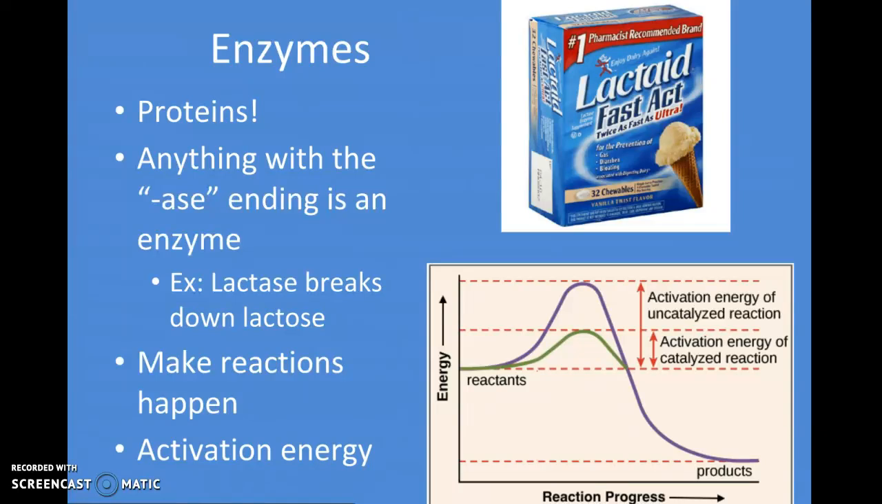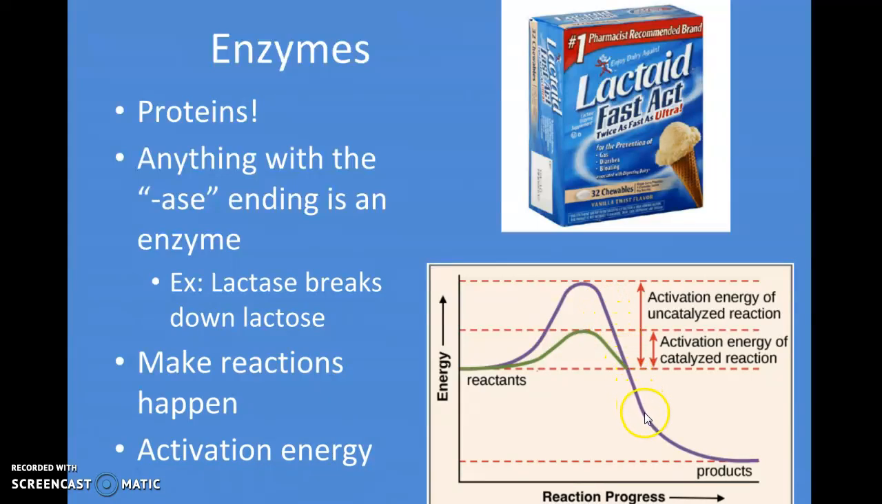Enzymes make reactions happen. They generally do this by speeding them up and by lowering the amount of activation energy needed to make the reaction happen. So in this graph here, the purple line is the amount of energy that would normally take for a reaction to happen.